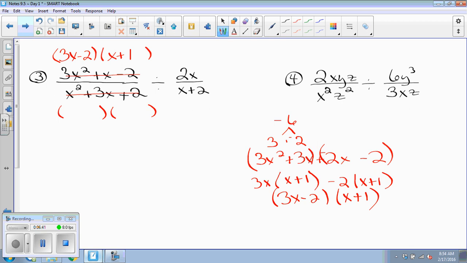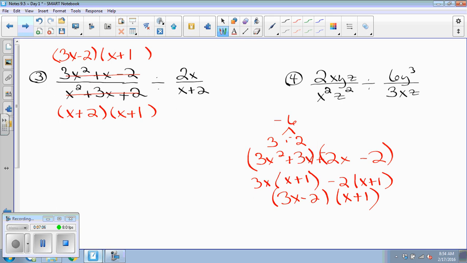Okay? So now I need to do the AC method down here, but it's the easy one because I don't have a coefficient other than 1. So we don't have to worry about the grouping. So my factors that multiply to equal 2, but combine to equal 3, you only have one option, and that's 2 and 1, right? So that's x plus 2, x plus 1. Okay? So I've factored everything I can factor.